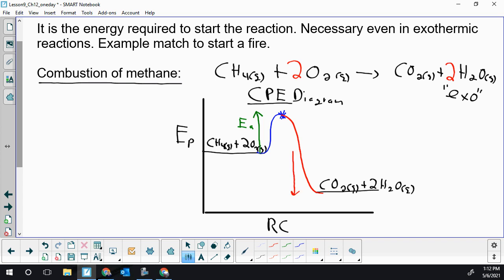So that red arrow represents our change in enthalpy, or our change in potential energy between the beginning and the end. Putting a dotted line in to highlight that arrow starts exactly at the enthalpy of the reactant and finishes at the enthalpy or potential energy of the products. So that wraps up our conversation about activation energy.